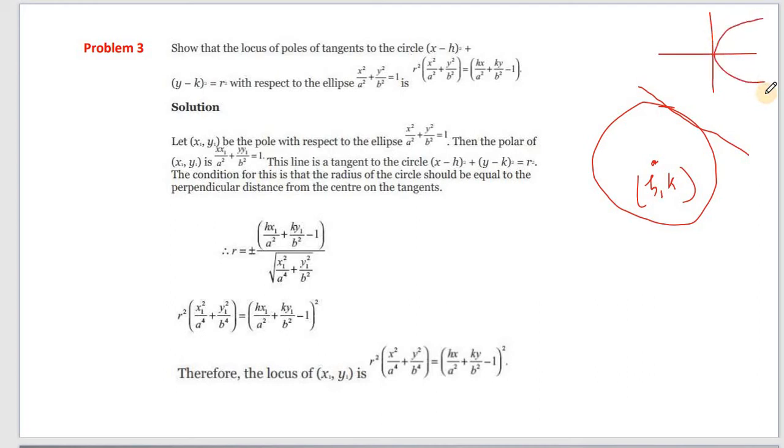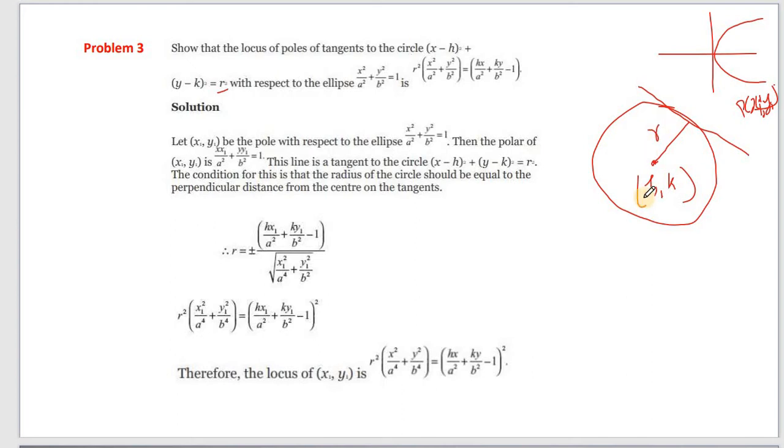We have an ellipse, and we have a point P of (x1, y1), and that is our pole. So the polar will be something like this, and what is given is that it touches this circle. So for this pole you have a polar, and that polar touches the circle.